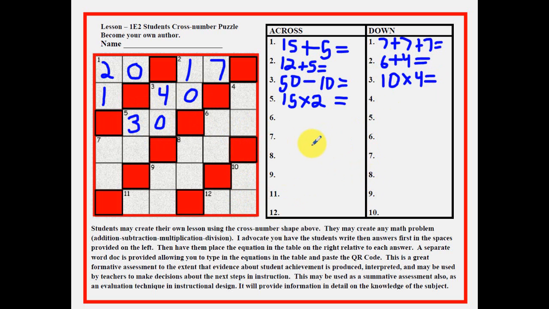Now, when you're done with all this, you may want to take the best ones and, using the other sheet of paper that we provided for you, type in these numbers, or have a student, depending upon the grade level, type them in without the answers, of course, and then create the QR code.